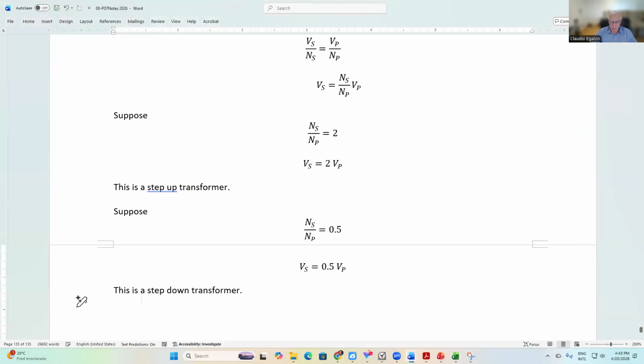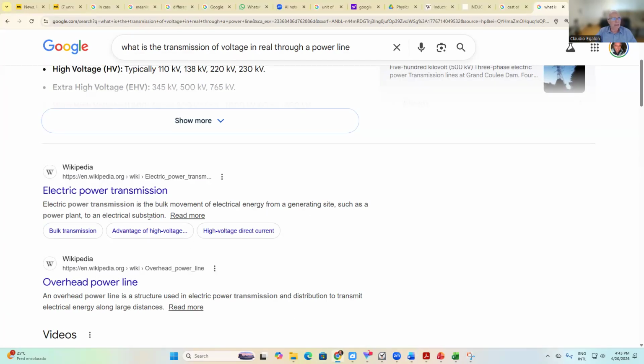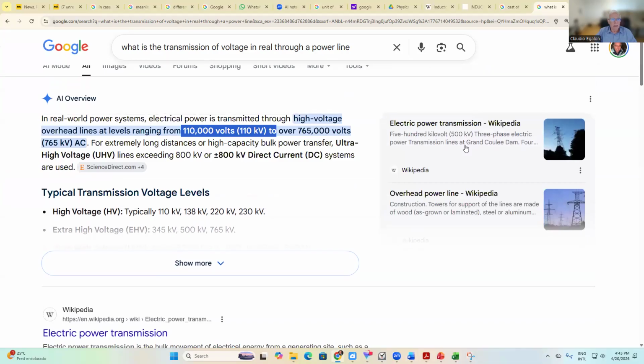Step down transformer example. Primary voltage, 240,000 volts. Exactly the number that he cited here, right? Within the range, not exactly the number, but within the range, 110 kilovolts to 765 kilovolts. So my example is 240 kilovolts.